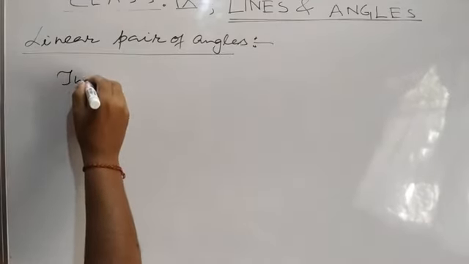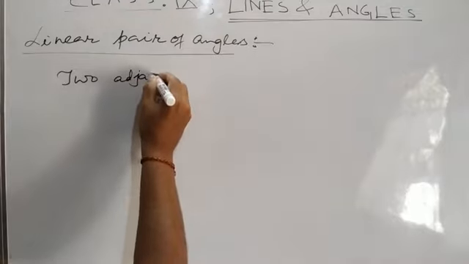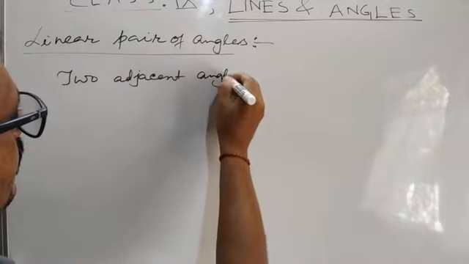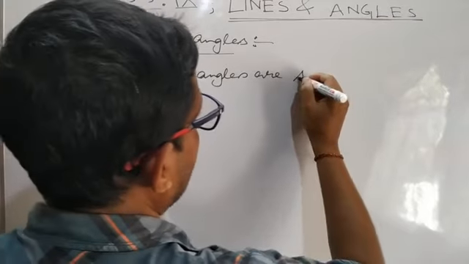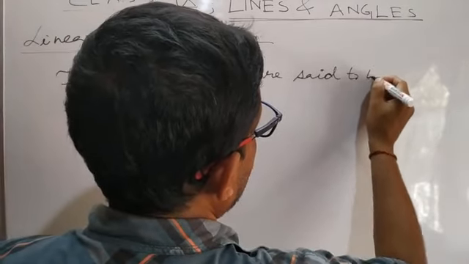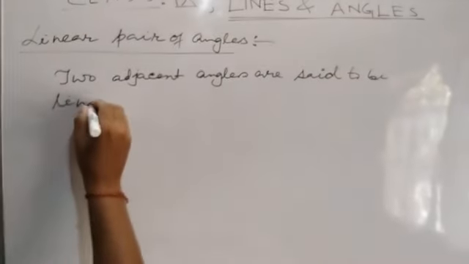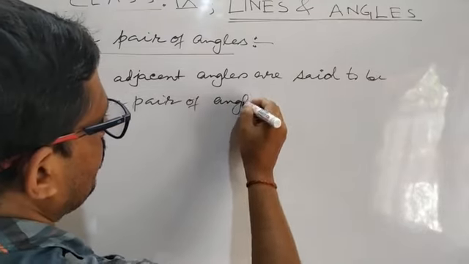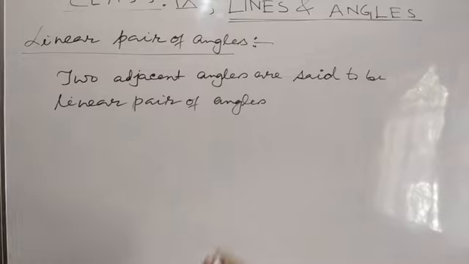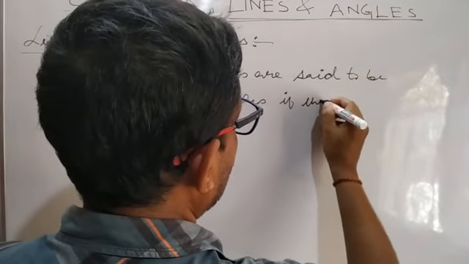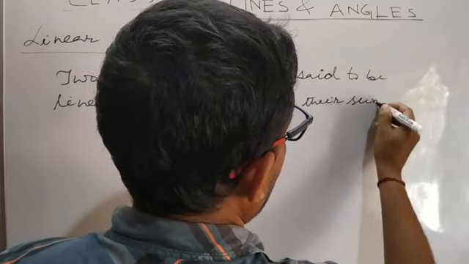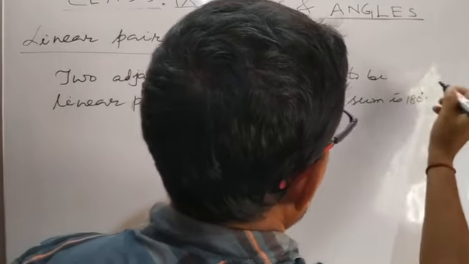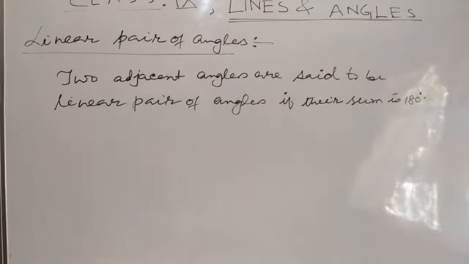Two adjacent angles are said to be a linear pair of angles if their sum is 180 degrees.